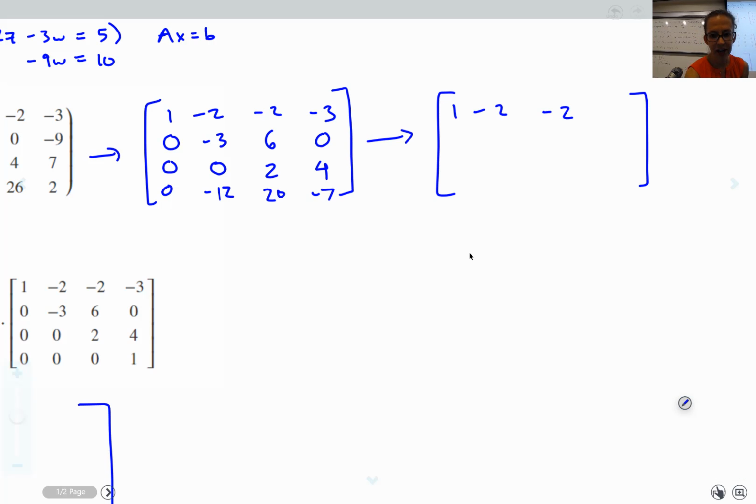And again, the top row is not going to be changing. The second row is not going to be changing. Actually, neither is the third row, so we're really just working on the last row at this point. It's a negative 3.